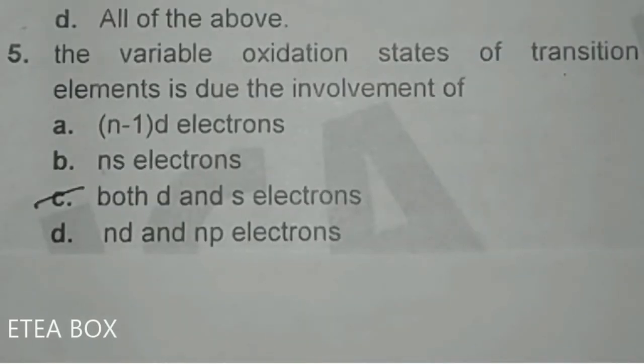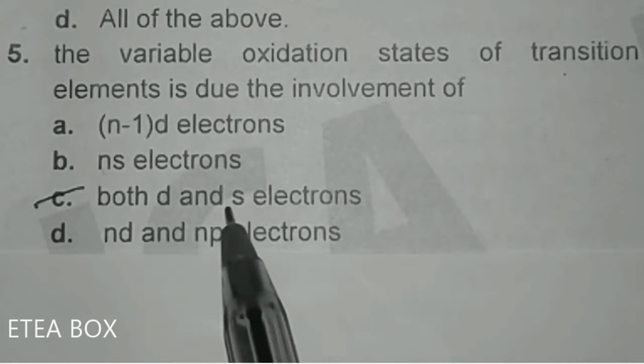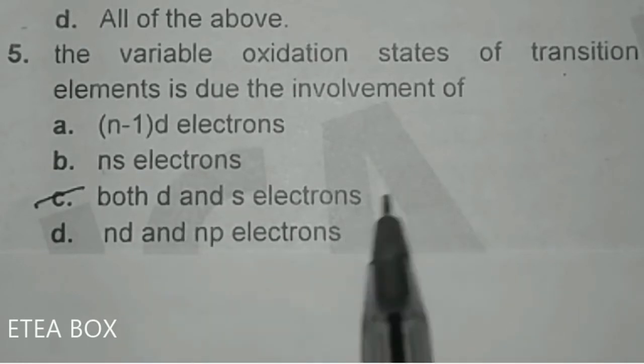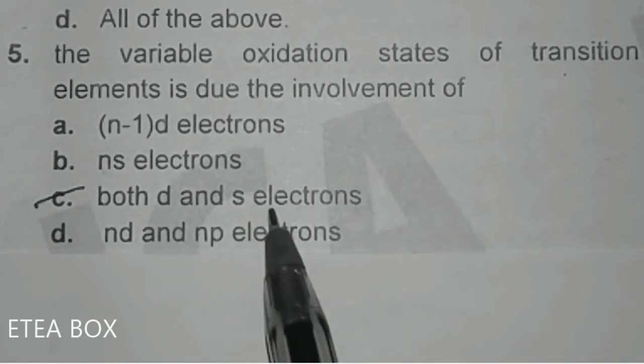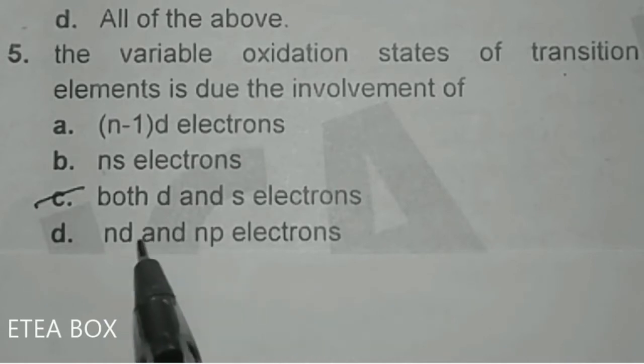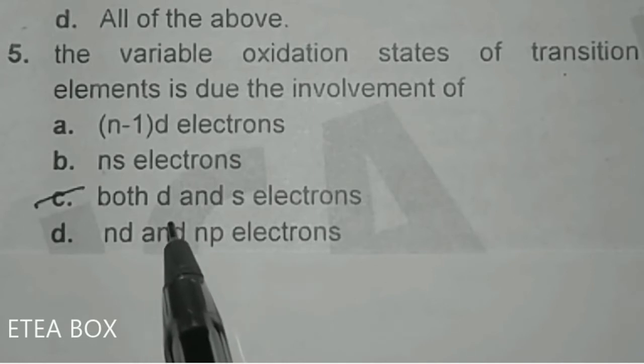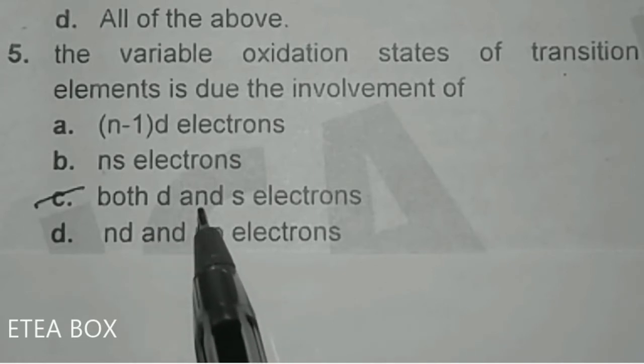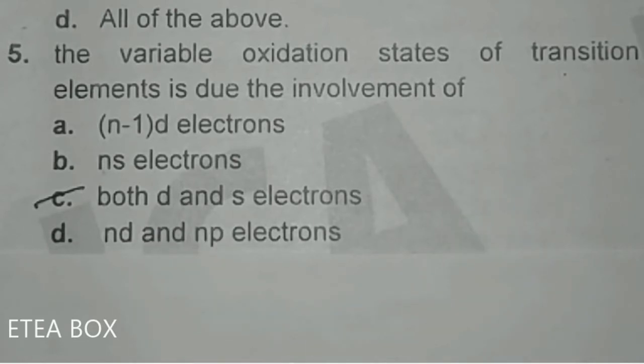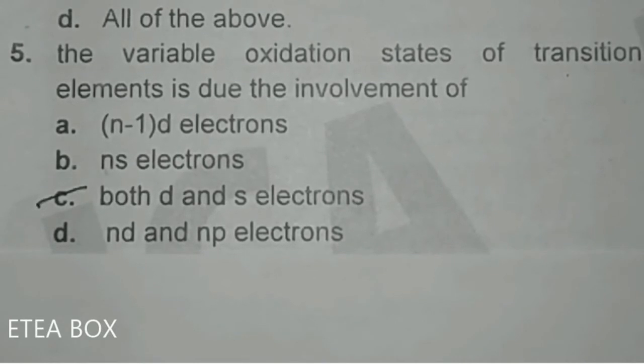The oxidation states of transition elements are due to the involvement of both D and S electrons. Now we know that the D and S electrons have comparable energy, which means that the difference between the energies is very small. That's why a variable number of electrons can take part in the bond formation process, so they have variable valencies and variable oxidation states.